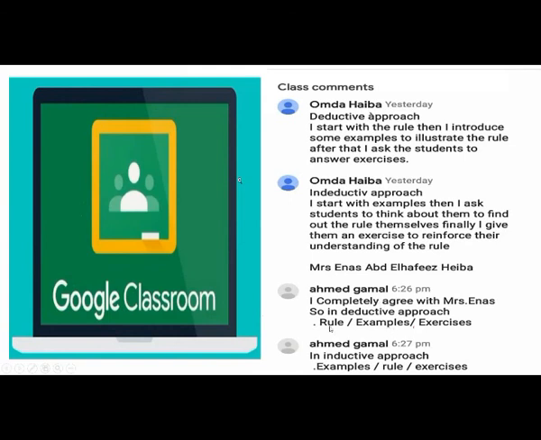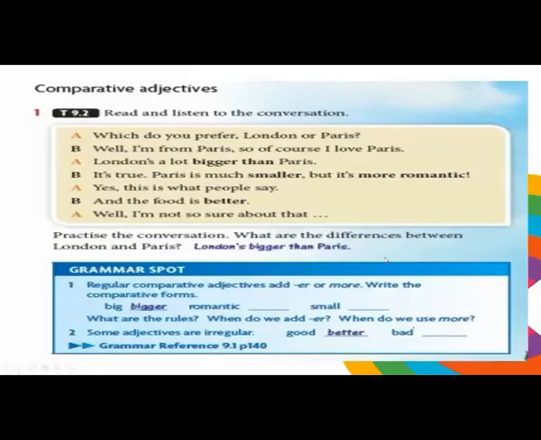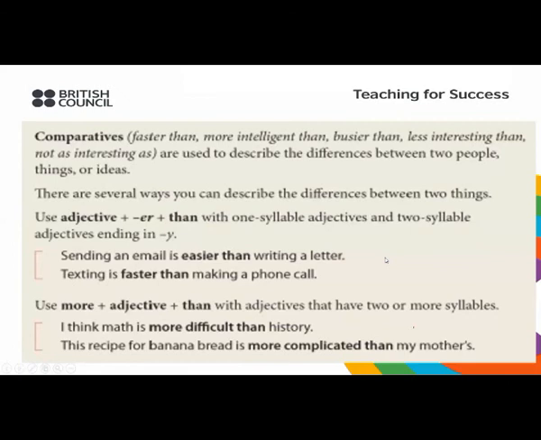In the deductive approach, we give the rule at first, then examples and exercises, and in the inductive approach, we give examples and then elicit the rule, and then give some activities and exercises. As Mrs. Ines said, she gave more explanation for the two approaches. Okay, I will show you what I think.